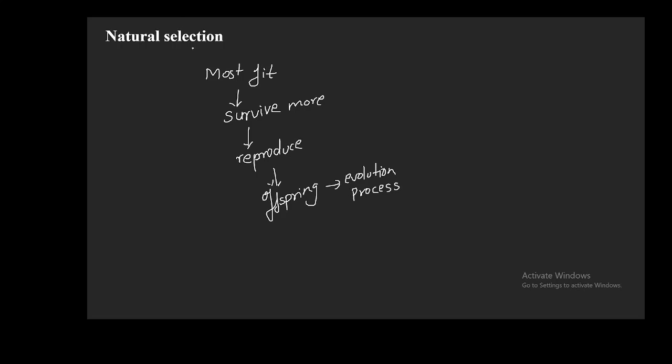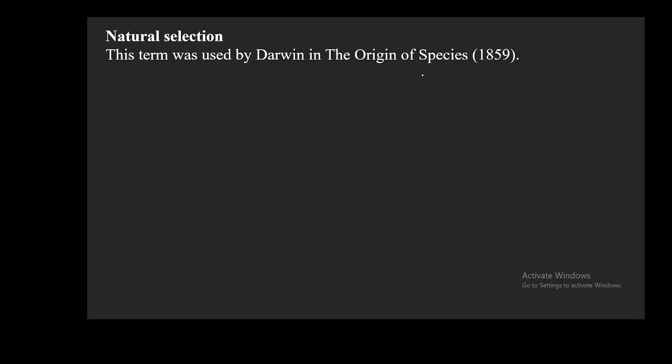And how is nature selecting that a particular genotype is more fit or less fit? That is on the basis of genotypes. If the genotype is more fit, or if the presence of a particular genotype is advantageous for the survival of the organism, then nature is going to select that genotype. So with these notes, we can start. The term natural selection was used by Darwin in his book The Origin of Species, which was written in 1859.